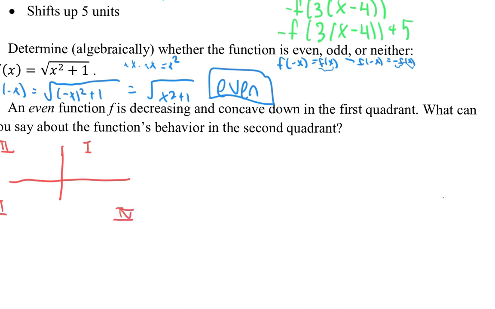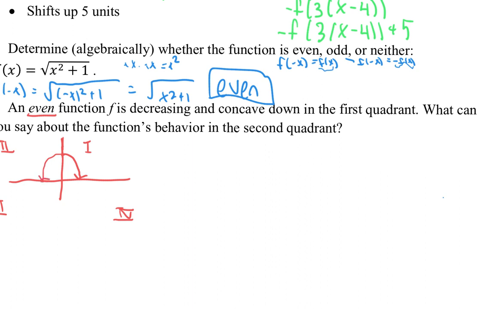So if I know it's decreasing and concave down in the first quadrant, that means it's decreasing faster and faster and faster. What can be said about it in the second quadrant? Well, it's even. That's the big thing. Even means that it's symmetric across your y-axis. In other words, if you know one side of it, the other side is going to be the exact same thing, but it's going to be reflected.